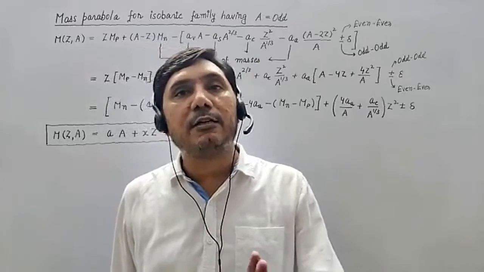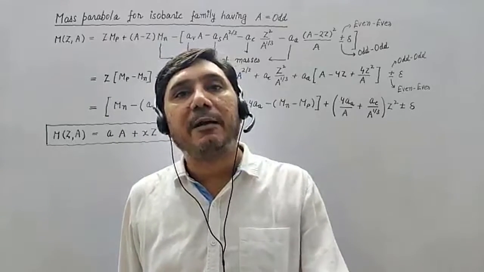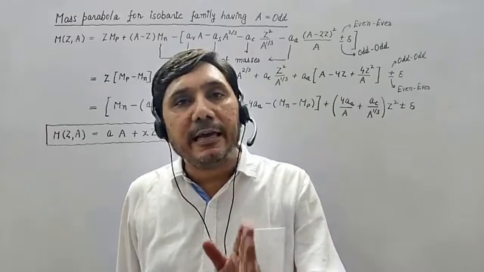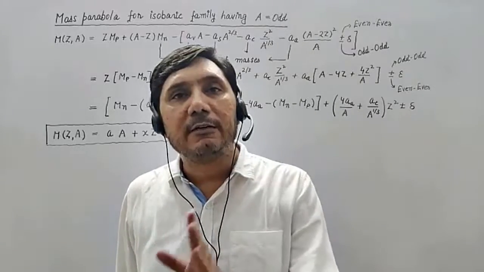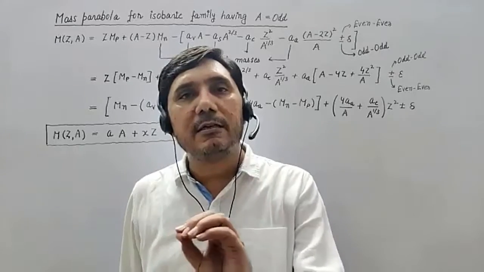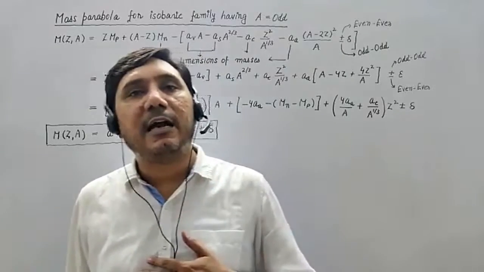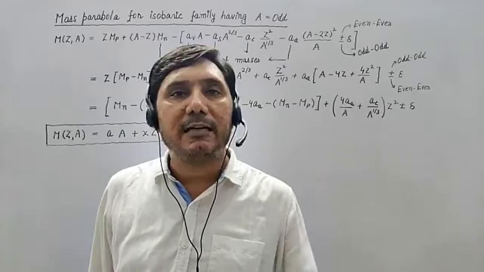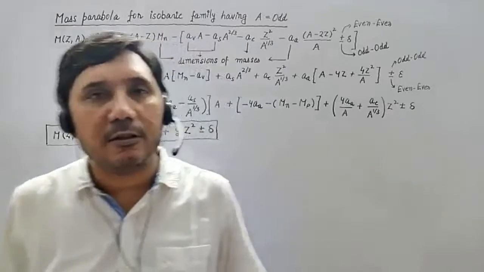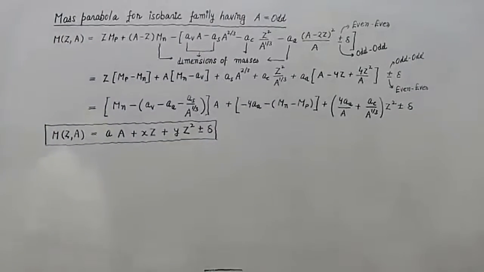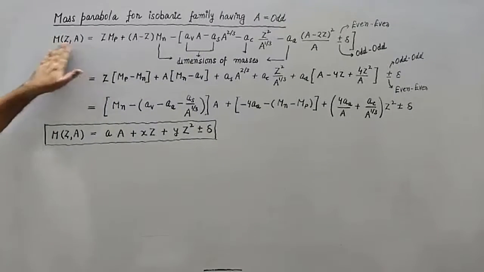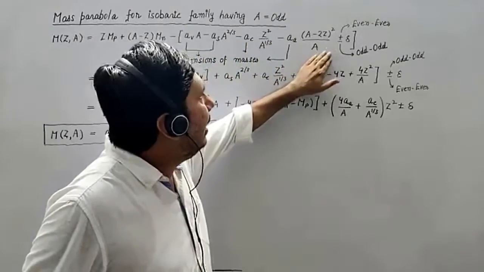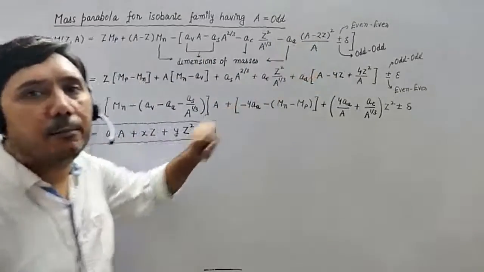So first I am going to discuss the mass parabolas for an isobaric family having A equal to an odd number. If A is an odd number, then what type of mass parabola will be formed in that case? I am going to discuss all these things. So first we have to write down the formula. Here, this is the formula we have derived in the liquid drop model.